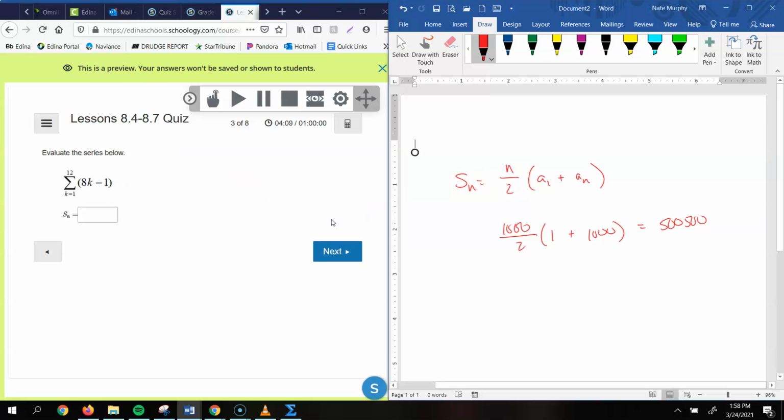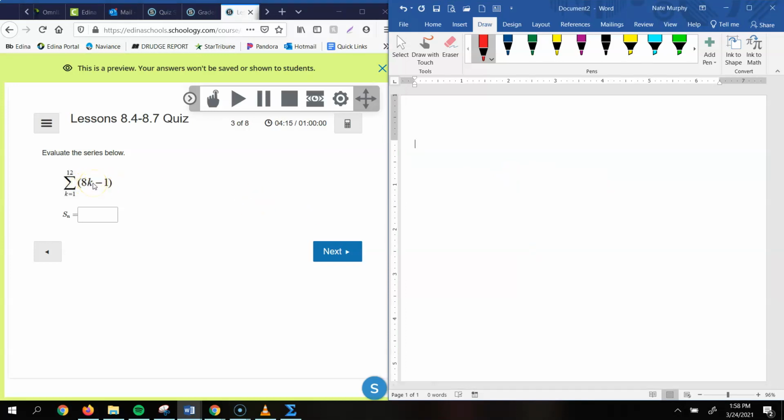All right, so here this is an arithmetic series. I can tell that because the explicit formula here is arithmetic. So we can use that same formula that we just did. We know that there's 12 terms in this series, so it would be 12 divided by 2. Now I need to figure out, well, what's our first term? So the first term is 8 times 1, minus 1. Well, 8 times 1 is 8. 8 minus 1 would be 7. So the first term would be 7.